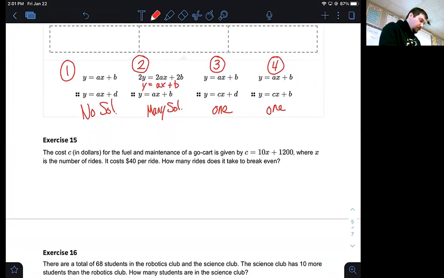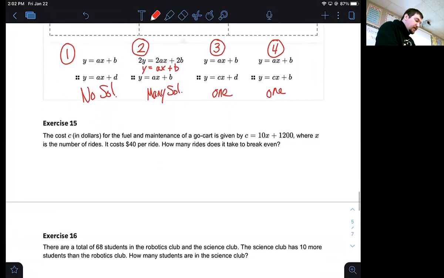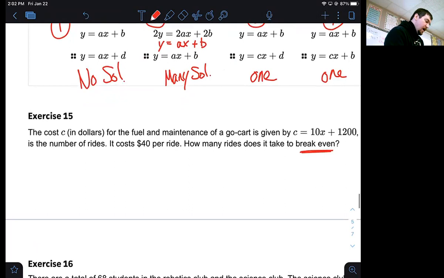Number 15. The cost in dollars for the fuel and maintenance of a go-kart is given by C equals 10x plus 1,200. $1,200 probably to buy the go-kart, and then $10 for every, what does X stand for? Rides? $10 for every ride and gas. That's a lot of gas. It costs $40 per ride. If he's running the business, he's already bought the go-kart, he's fueling it, he's charging $40 to ride it. He wants to know what the break-even point is. I want to do this one because we've had some questions about break-even. Remember, the break-even point is when the cost equals the revenue.